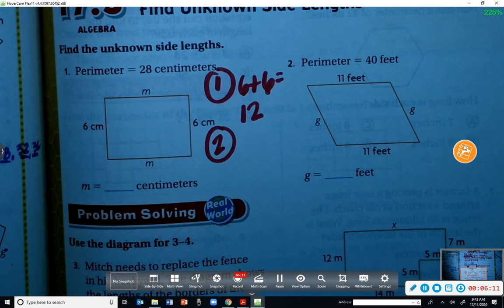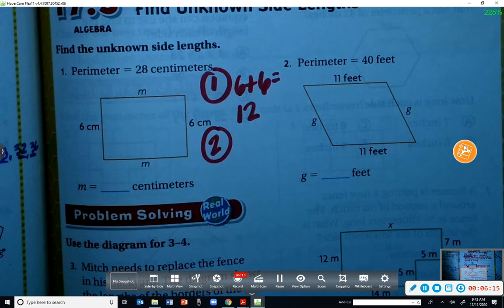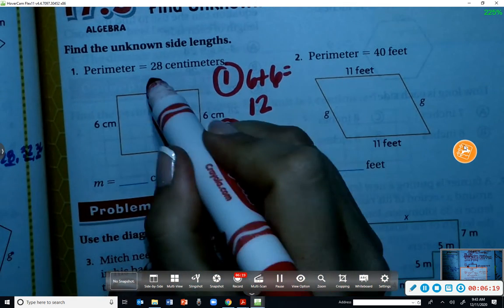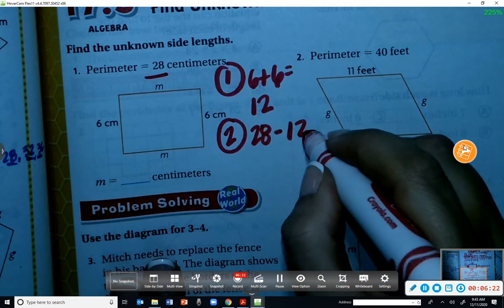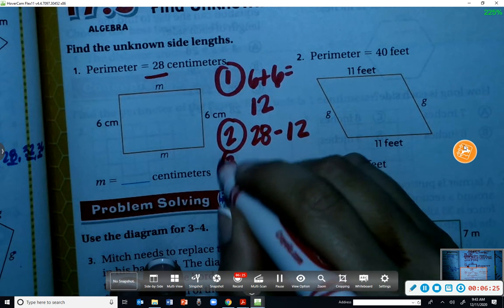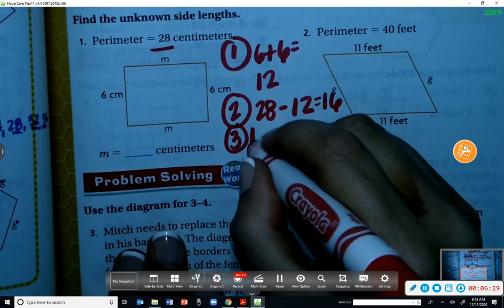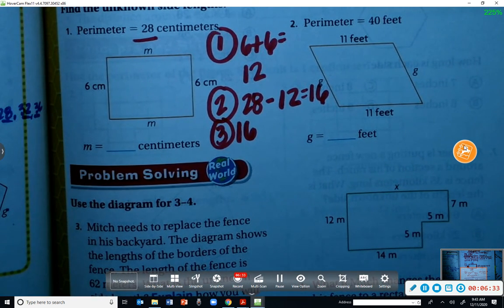Not yet. No dividing yet. Kaylee? Subtract. Good. So I'm going to do the perimeter, which was 28, minus 12, which equals 16. Okay, now what's my last step? Evangeline?